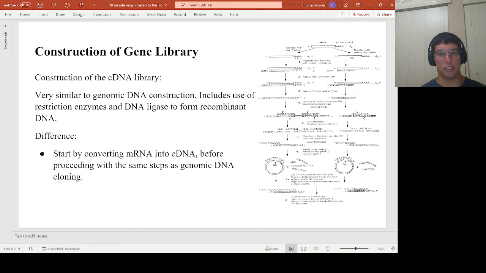So the construction of the cDNA library is very similar to the construction of the genomic library as the steps were mentioned before. The only real difference is that before we even begin the first step of using restriction enzymes, we have to convert the mRNA into cDNA, and we would do this using reverse transcriptase enzymes. After that, we could just proceed with the same steps as previously mentioned.